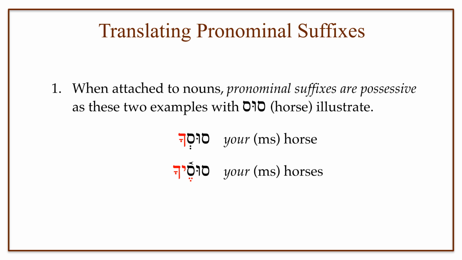All right, so when it comes to translating these pronominal suffixes, I've already introduced a little bit to you in the previous slide. But to review again, what I was saying is the noun here is singular. And we know that because it has a type 1 ending, okay? So this is singular your horse. One person, one horse. Okay, these are possessive because they're attached to a noun. When the pronominal suffixes are attached to a noun, they are possessive.